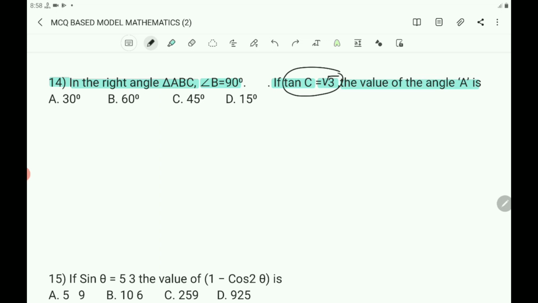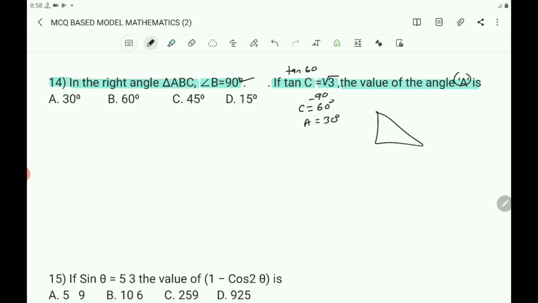And here you know, what is the measurement of the angle C? You know that tan 60 is root 3. So C equals 60 degree. And one angle is B, that is 90 degree. So the third angle A must be equal to 90 minus 60. 90 minus 60, A will get 30 degree.